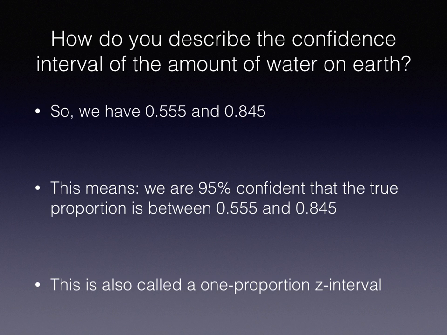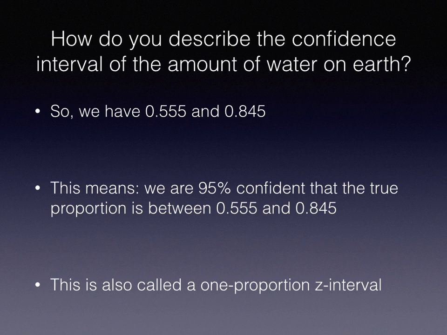It's really important that we understand that the confidence interval of 95% tells us that we are 95% confident that the true proportion is between these two numbers. And that's how you would say it for any question like that I would ask you on the AP exam, about a confidence interval. You're going to be saying we are 95% confident that the true proportion is between 0.55 and 0.845.